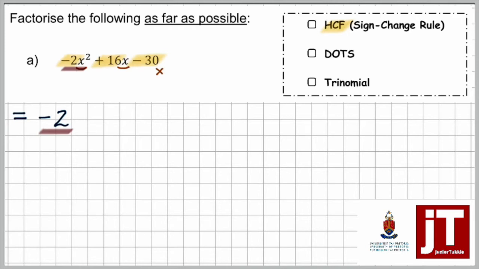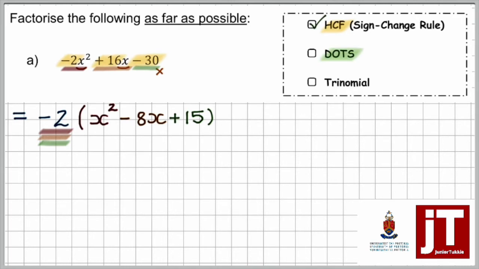We now take the first term and divide it by the highest common factor, and we are left with x squared. We take the second term, positive 16x, and we divide that by negative 2. A positive divided by a negative is a negative, so we get negative 8x. Now we take the last term and divide it by negative 2. Negative 30, please don't forget the negative, divided by negative 2 gives us a positive 15. Now we are done taking out the highest common factor.